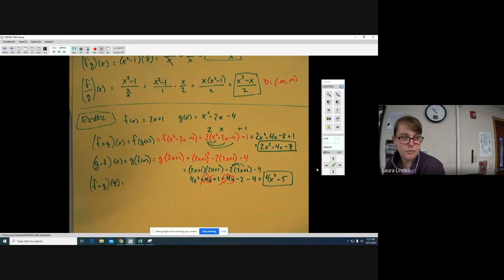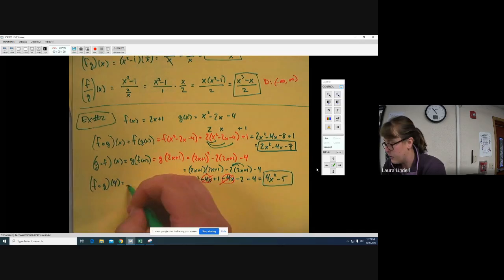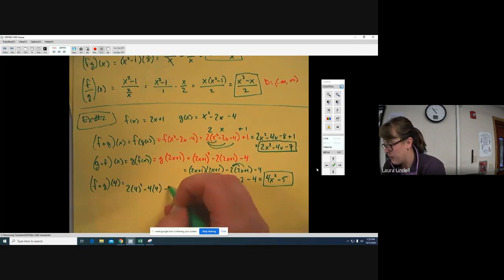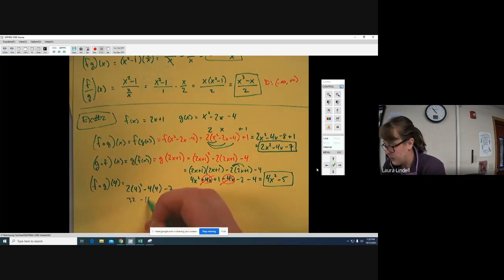Okay, and then our last one, plugging in 4 to that f of g of x function. So 2 times 4 squared minus 4 times 4 minus 7. So that's 32 minus 16 minus 7, which is 9.